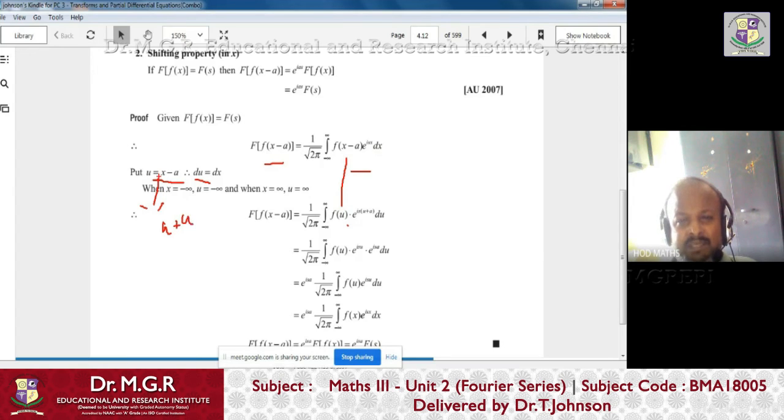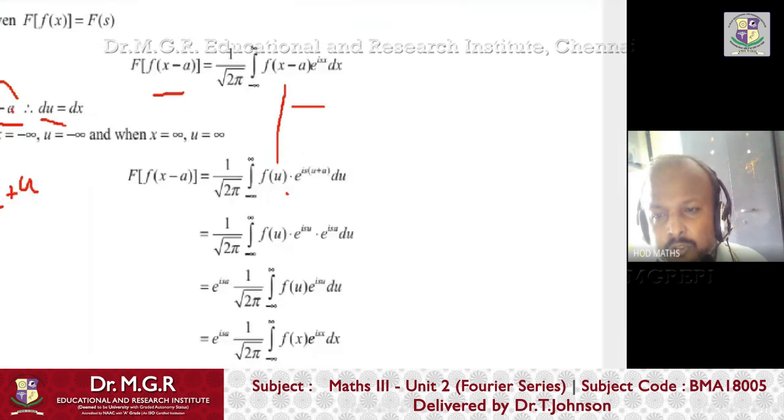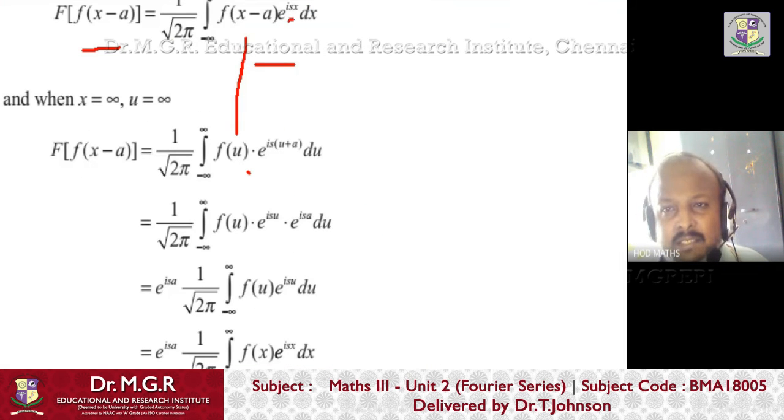Because u is x minus a, if this a goes to that side, then x equals u plus a. So in place of x, I substitute u plus a. Now there is no need to integrate here, it is just simplification. So f of u as it is. What is f of u? F of x minus a.